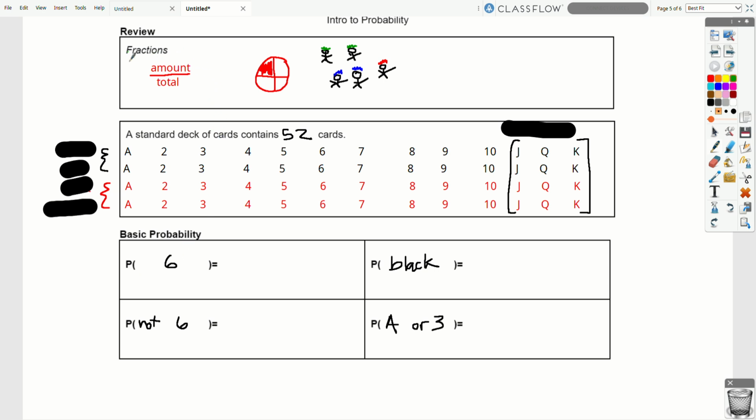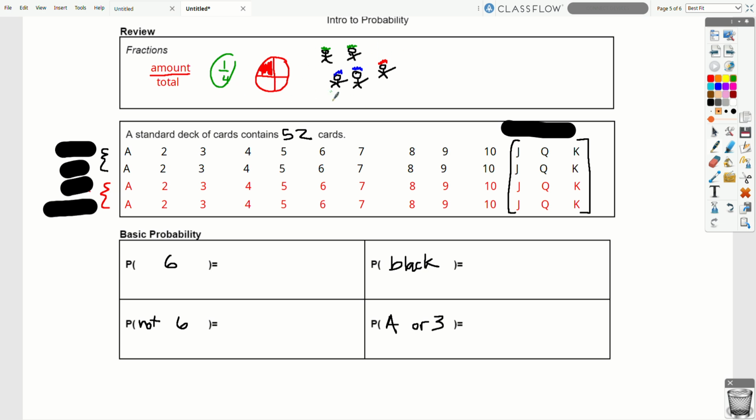So just a quick review, some fractions, everyone's favorite. Fractions, essentially, it's always amount over total, right? A lot of times it's introduced using circles, pizzas. That's how I introduce it. The amount filled in is 1. The total slices is 4. So that represents this fraction.